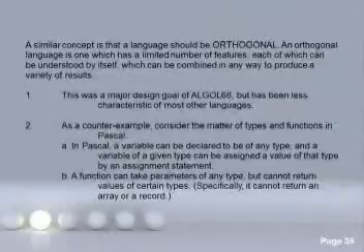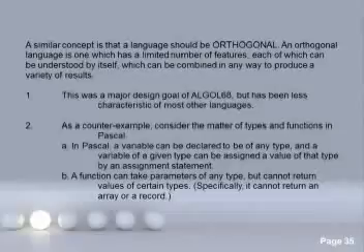Orthogonality is the feature of producing a variety of results by combining a limited number of features. Algol was developed with the goal of orthogonality. As counterexamples, in Pascal, a variable cannot be declared to be of any type. Another example is that a function can take parameters of any type but cannot return values of certain types.